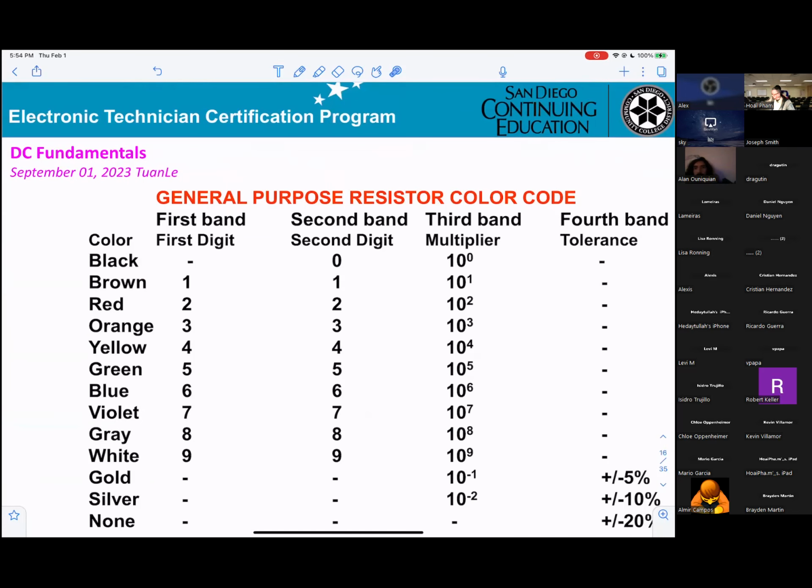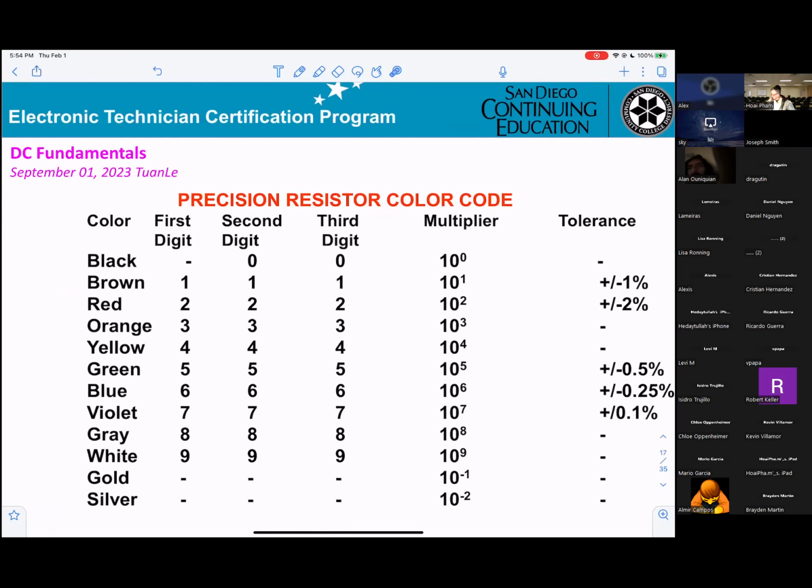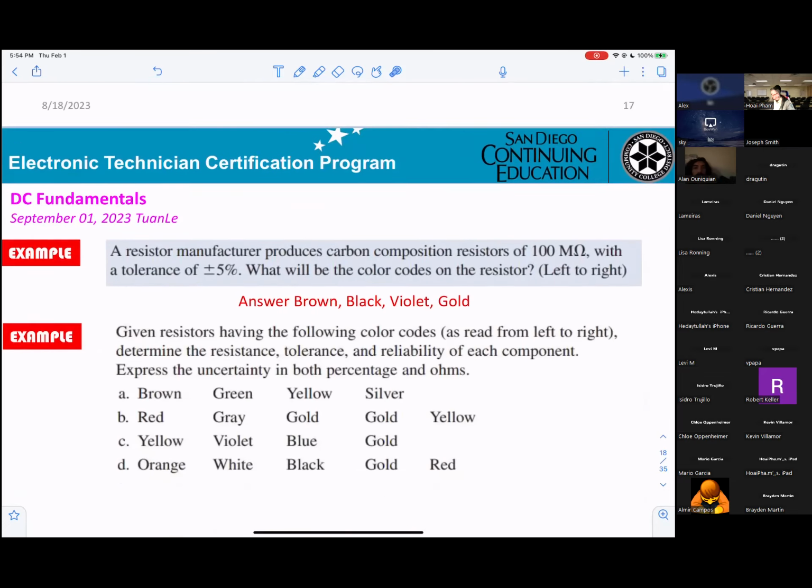First thing you try to understand for general purpose: first band, this is a column, whatever number. Second band, second digit, same thing. Third band, multiplier. Fourth band, just the tolerance. So for the first one, we would say 66 times 10 to the 6 ohms. We'll give you an example here.